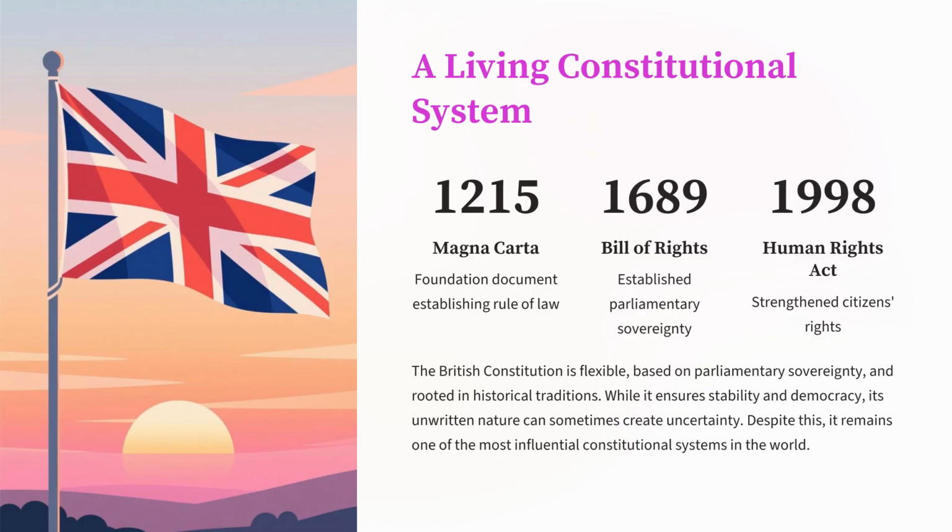The British Constitution is flexible, based on parliamentary sovereignty and rooted in historical traditions. While it ensures stability and democracy, its unwritten nature can sometimes create uncertainty. Despite this, it remains one of the most influential constitutional systems in the world.